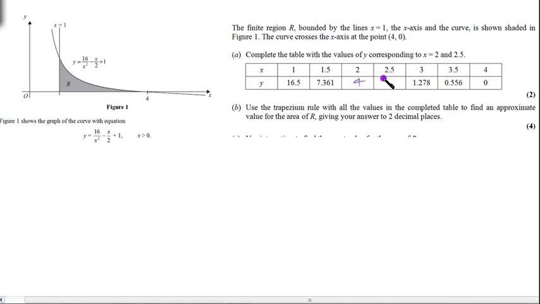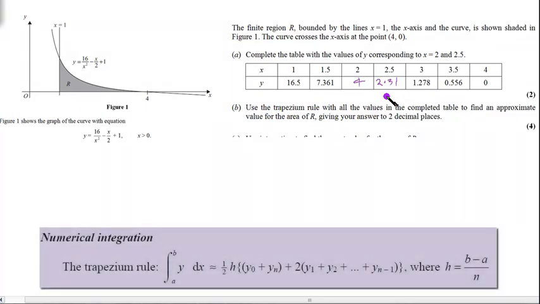Now this one we'll plug into our calculator and we get the answer 2.31 to 2 decimal places or 3 significant figures. Now we're going to use the Trapezium Rule of all the values in the table to find the approximate area for R. Now you need to be careful with this when doing Trapezium Rule type questions. This is quite easy because you can see the gap. The gap is always 0.5, so we know that h in our formula equals 0.5, the height of our trapezium.